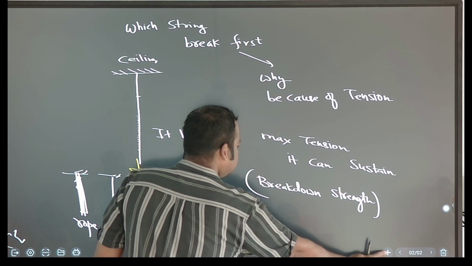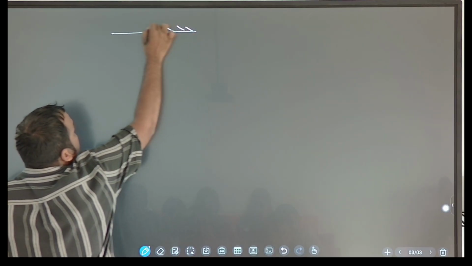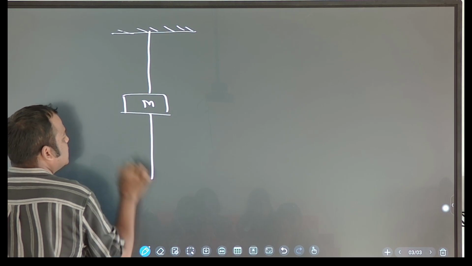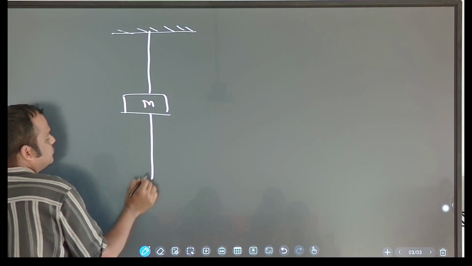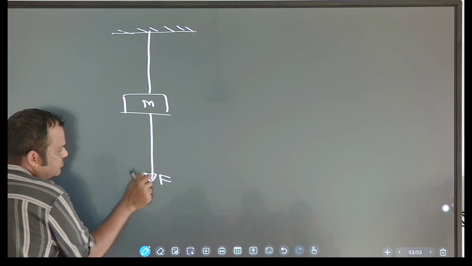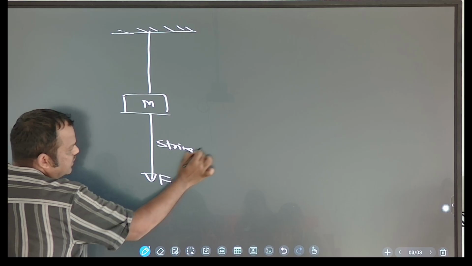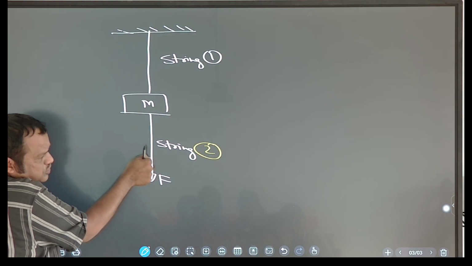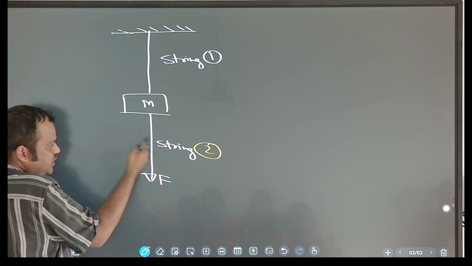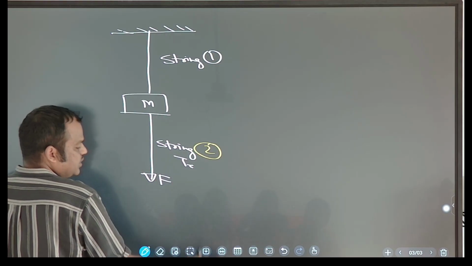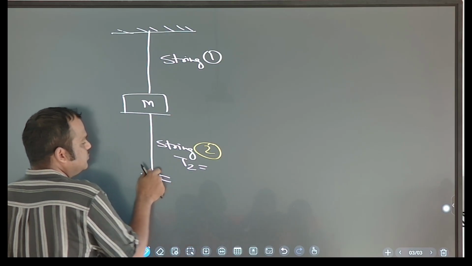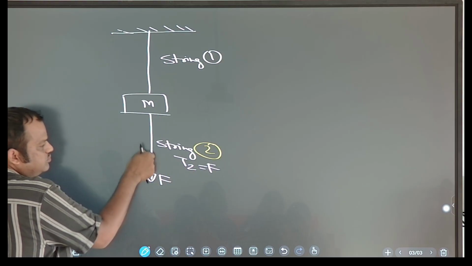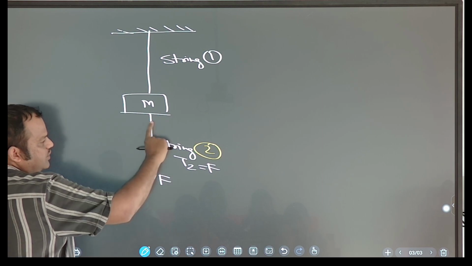Now suppose two strings are there. This is one string, and this is the block of mass M and another string. Now you are exerting force F here, holding this string. Call it string 2, and this is string 1. String 2 you are holding and pulling down. So what is the tension in string 2? You are exerting force F, so the tension is F.